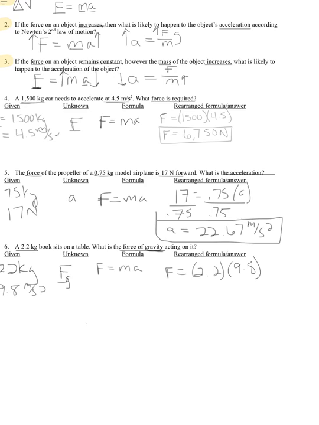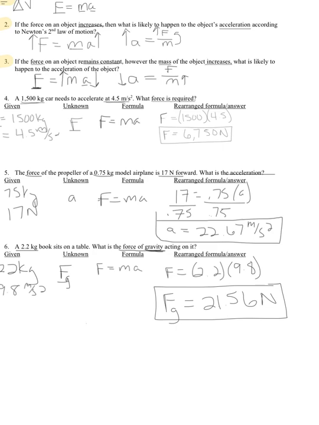Again, 2.2 times 9.8 equals 21.56. So the force due to gravity acting on the book is 21.56 newtons. All right, and so that's how we solve that first page.